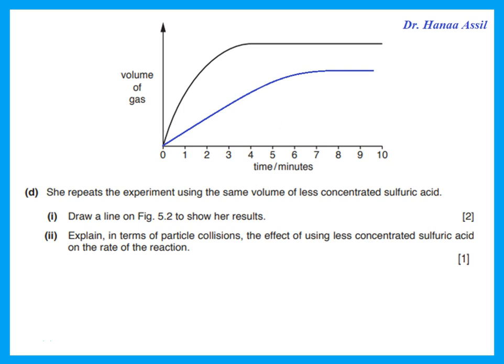If it were concentrated sulfuric acid, but the acid was in excess, then it would not affect the final volume of gas. Explain in terms of particle collisions the effect of using less concentrated acid on the rate. Why is it that when we use less concentrated acid, the rate decreases? Well, this is because when you have less concentration, that means fewer particles, so fewer collisions per second. Remember, rate is collisions per time.